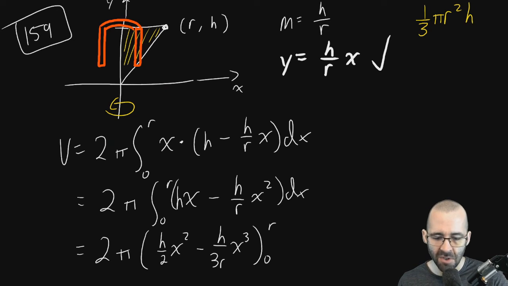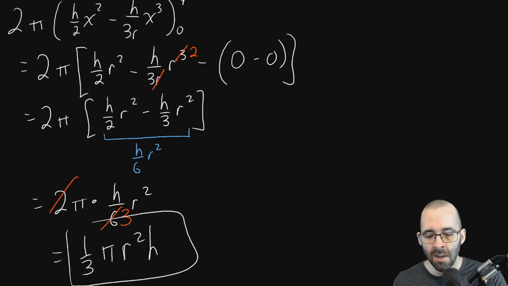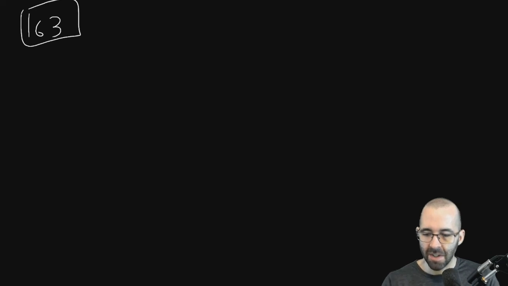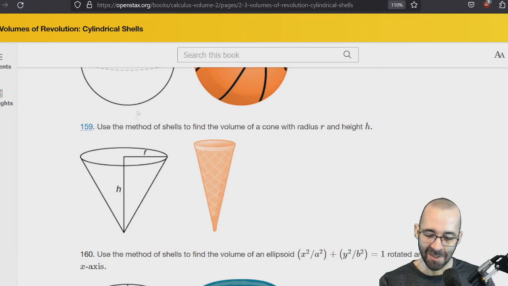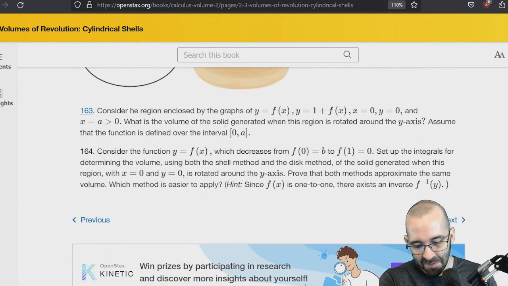I think it's easier with the shell method than it was actually with our cross-sectional areas, the beginning of 2.2, before we introduced the disk method. I think that was actually harder than this. Who knows? And 163 is a really fun one. Well, really fun looking one. We'll see how good it actually is.